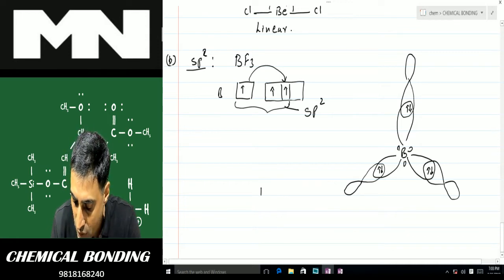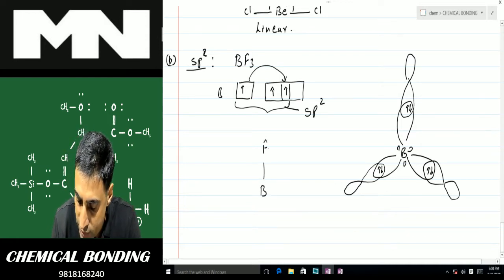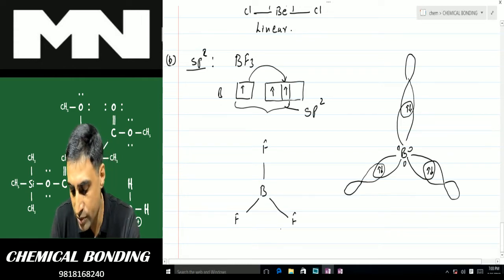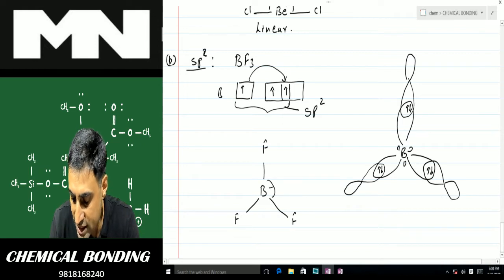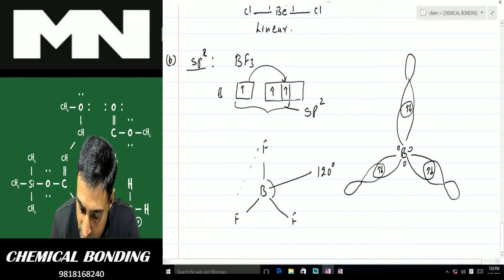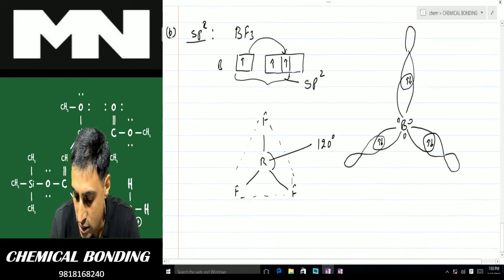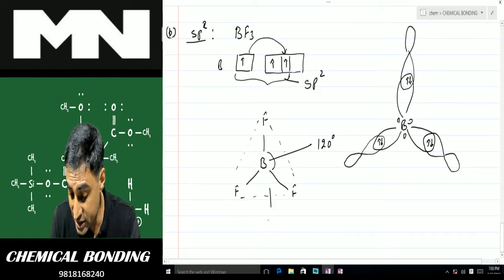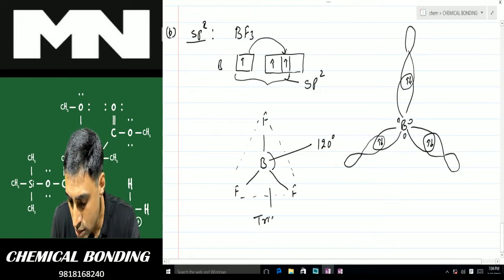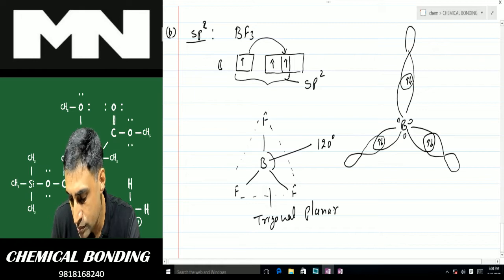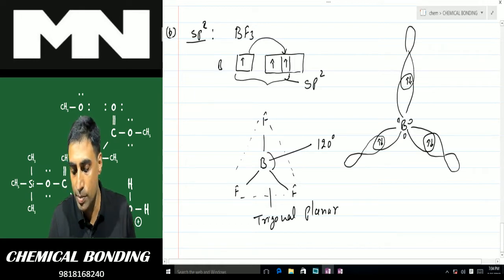So if boron is here, this is one of the BF bonds. This is another BF bond, and another BF bond. The bond angle in this case is 120 degrees and the shape, as you see, is trigonal. So in this case we say that the shape is trigonal planar. So BF3 is trigonal planar.